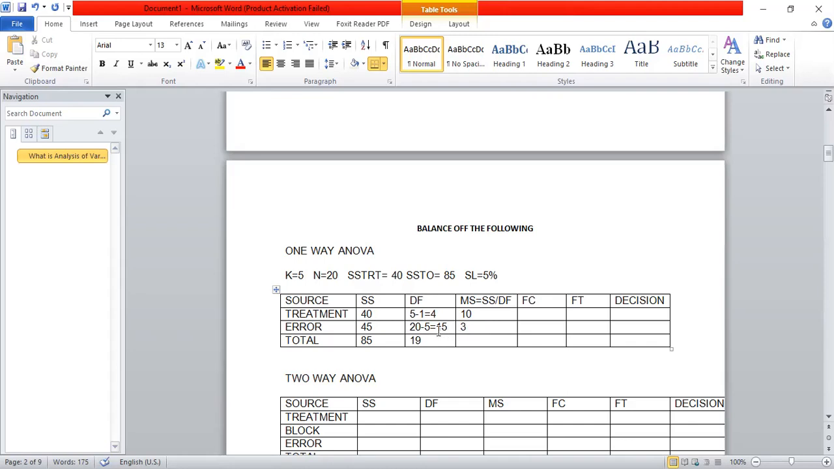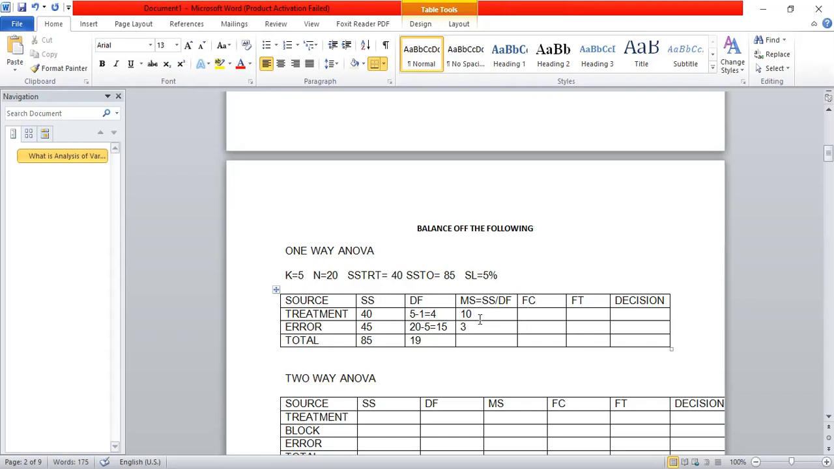I couldn't hear you. You were silent, so I didn't get anything. So how do we get the mean square? We are dividing the degree of freedom into the sum of square. So this 4 into the 40 is 10. This 15 into 45 is a 3. Are we together? Okay, yes, I get it now.